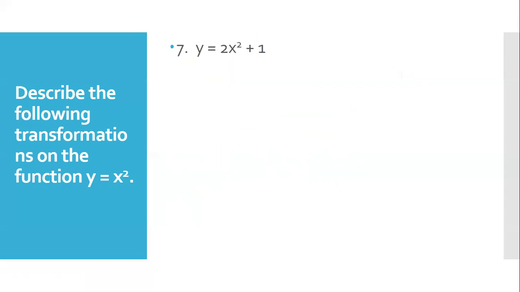All right, 7. So a, h, k. What is our a? Our a is 2, good. And what does that mean? It's a what? If it was negative, it would be a reflection. But is it negative? It's perfect. It's a stretch. It's a vertical stretch.